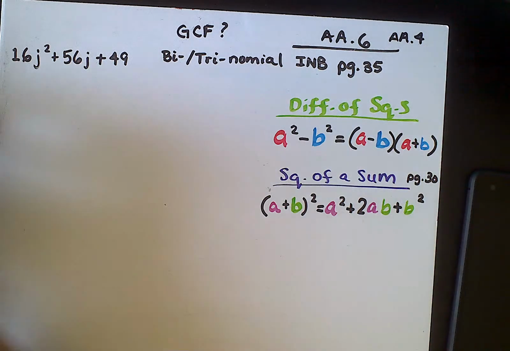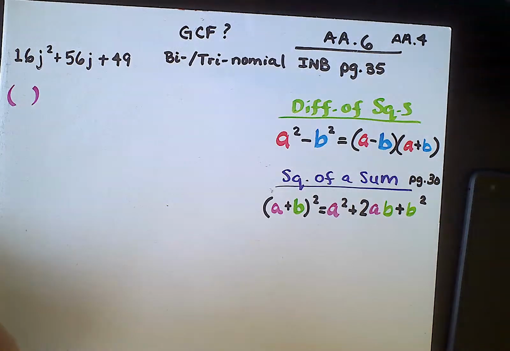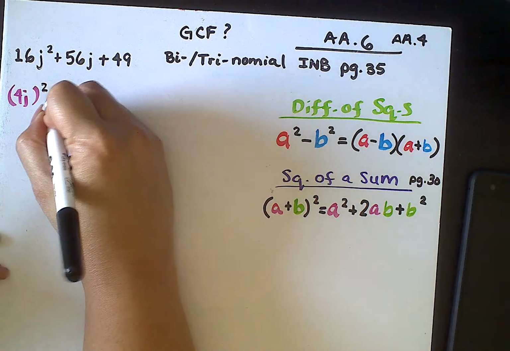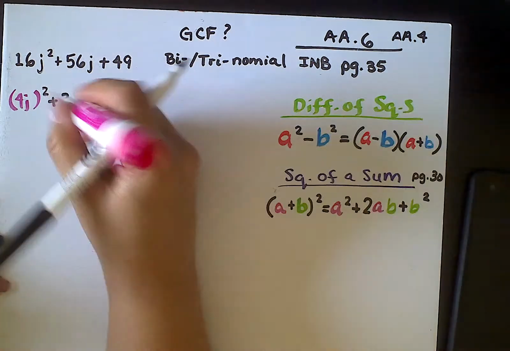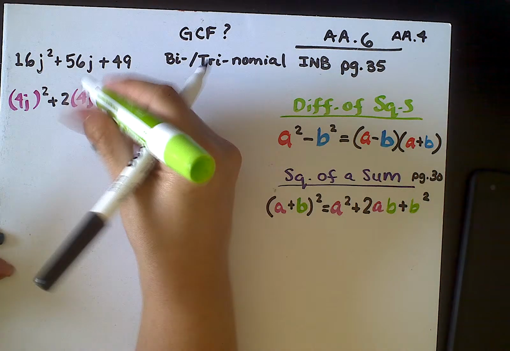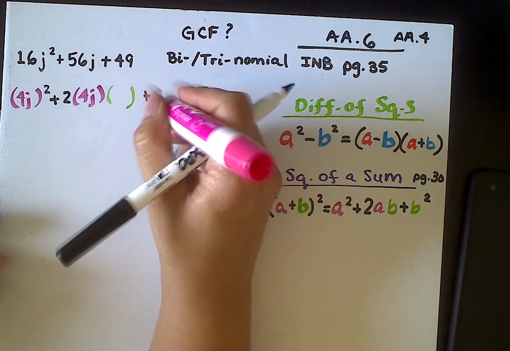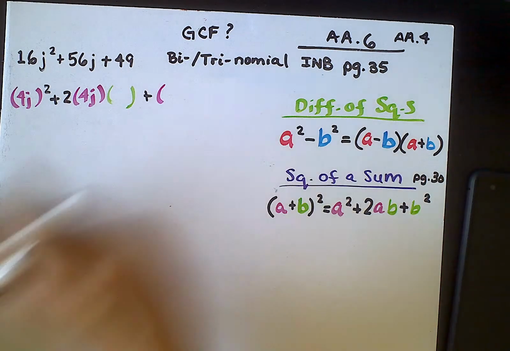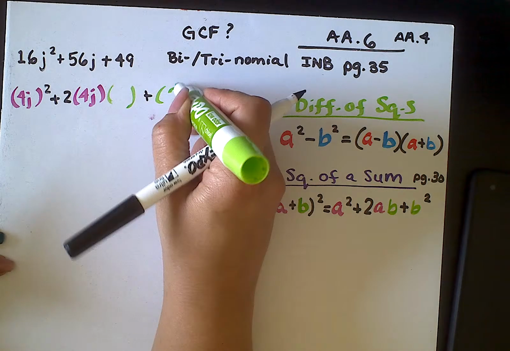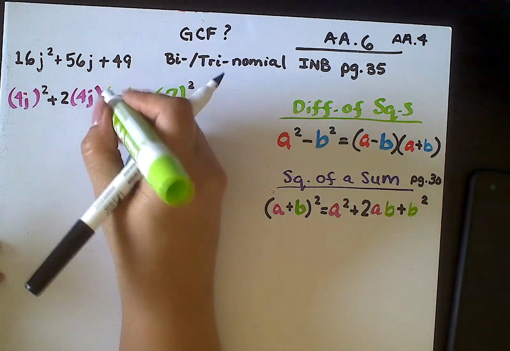Okay, so let's check it out. What would go here? Probably a 4 and a J, and squared, plus 2, and then 4J. And I'm going to leave my parentheses right here for right now. I'll come back and fill them in. And then plus 49, I already know that would be, oops, wrong color. I love erasable things. That would be 7 squared. So that means I put my 7 over here as well.